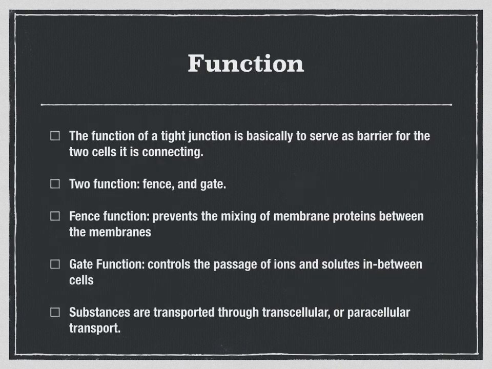Now we're going to talk about function. The function of the tight junction is basically to serve as a barrier for the two cells, and not allow molecules to pass through it. Tight junctions specifically have two functions, a fence and a gate. The fence function prevents the mixing of membrane proteins between membranes, and the gate function controls the passage of ions and solutes in between the cells.